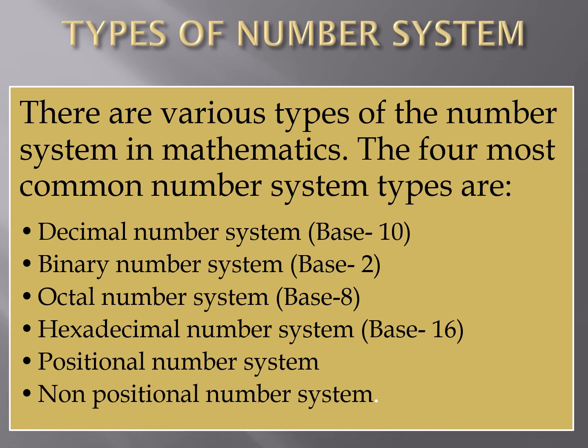Types of number system. There are various types of number systems in mathematics. There are four most common number systems. The types are the decimal number system, binary, octal, hexadecimal number system, positional number system, and non-positional number system.